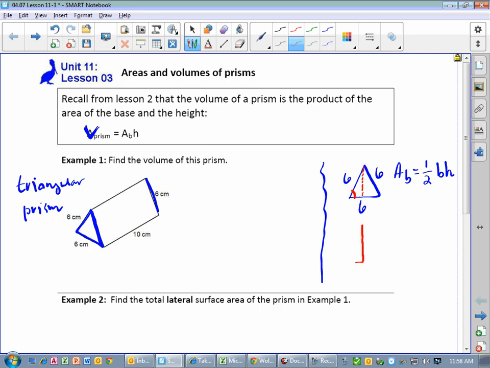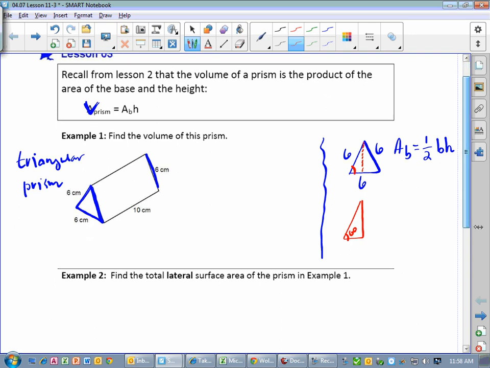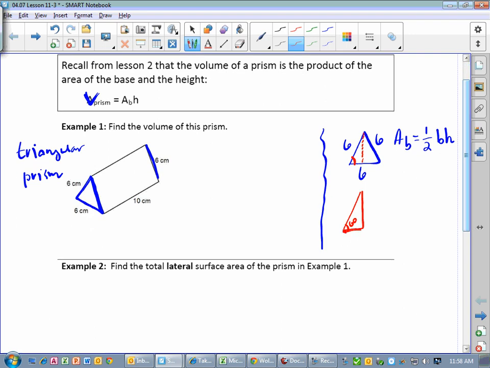So if I were to draw just that slice right there, this would be 60, 30, 90. And so how long is this side right here? 3. Okay. And so we have a special right triangle, 30, 60, 90, right? So this side would be 3 square root of 3. And so our height is 3 square root of 3.